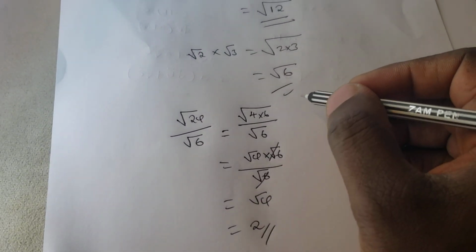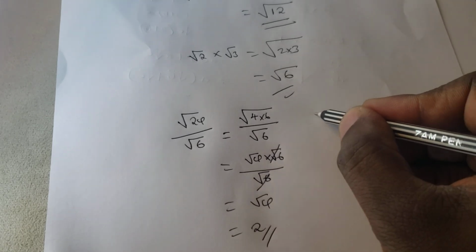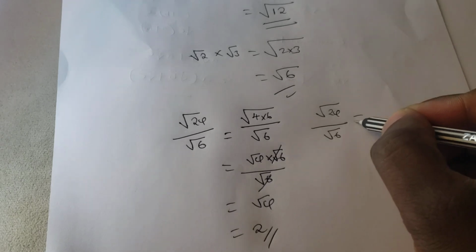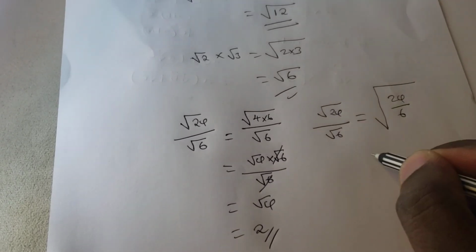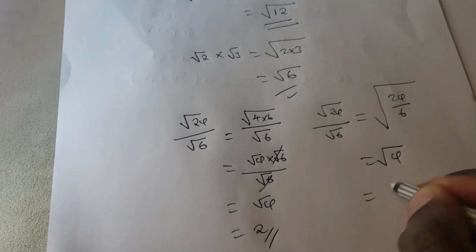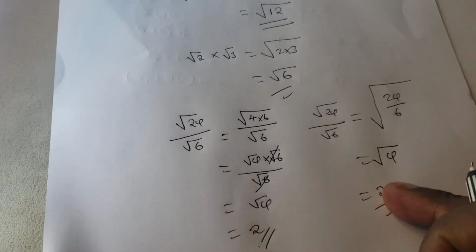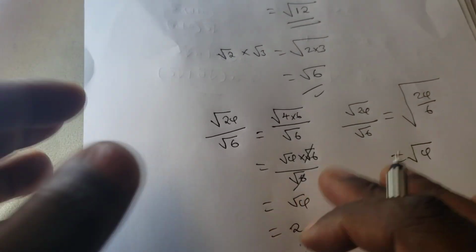Or the other way you can solve this one is like this. We'll say root 24 over root 6, which will give us the square root of 24 over 6. Then how many 6 are in 24? There are 4. So what is the square root of 4? It is 2. So I don't know which method you prefer, but you can still solve it like that. Awesome. Let's look at another example.